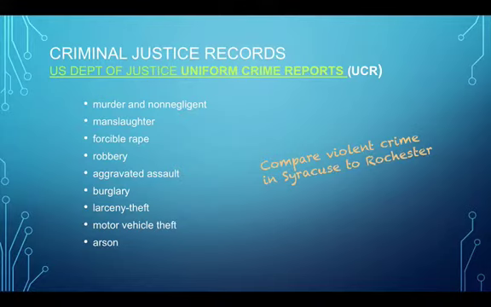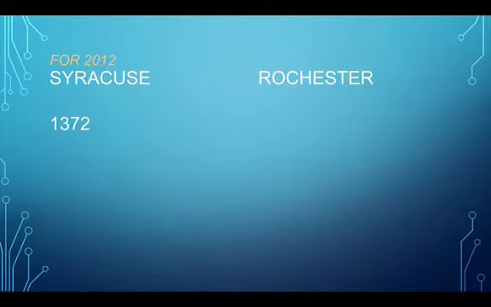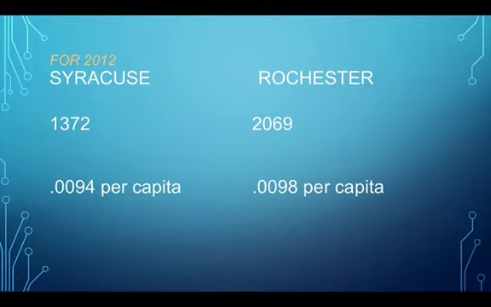Well, if you did those comparisons, the last year I found was 2012, and here are the number of violent crimes in Syracuse compared to Rochester. So you would think Rochester is a lot worse, but actually the populations are different. So if you look at it based on population, you'll find these differences, and yes, Rochester is still a little bit ahead.